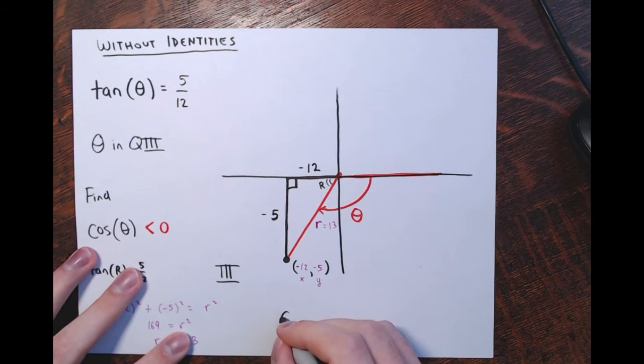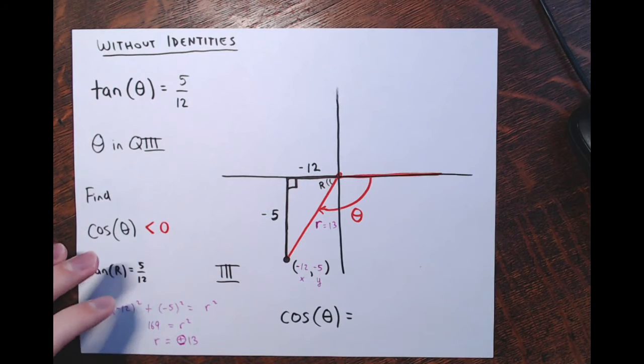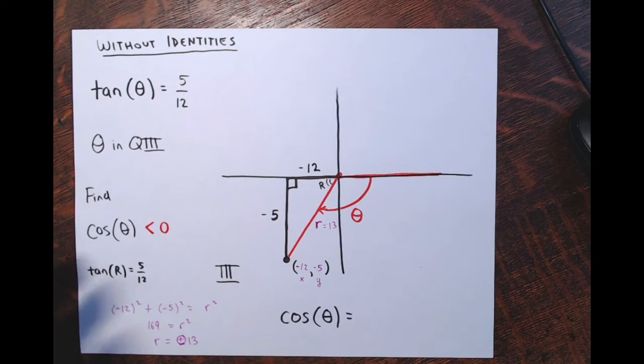Now that I have all the sides of the right triangle filled in, I can easily find what they want. They want the cosine of theta. And hopefully you remember the relationship between x and y and r to find all the different trig functions.